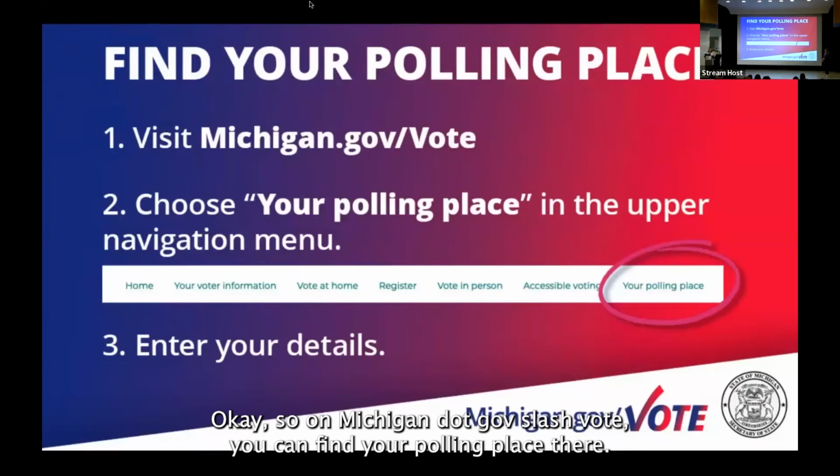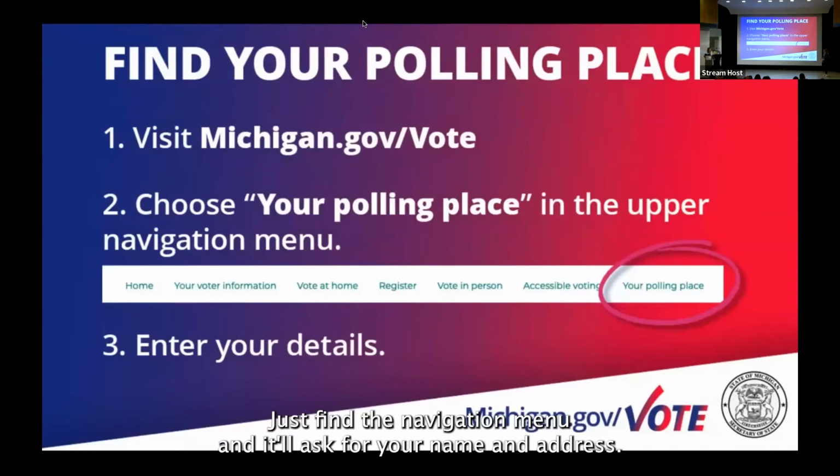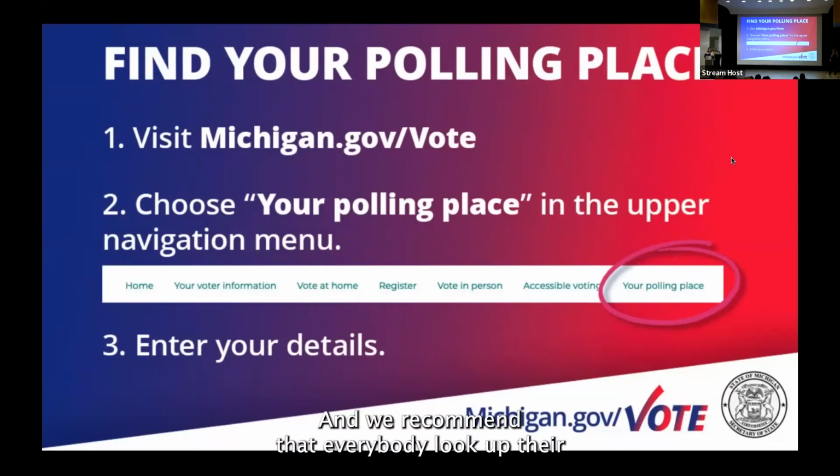Okay, so on michigan.gov/vote, you can find your polling place there. Just find the navigation menu and it'll ask for your name and address. And we recommend that everybody look up their polling place before they head out to vote on election day. Often polling places will change due to unforeseen circumstances.